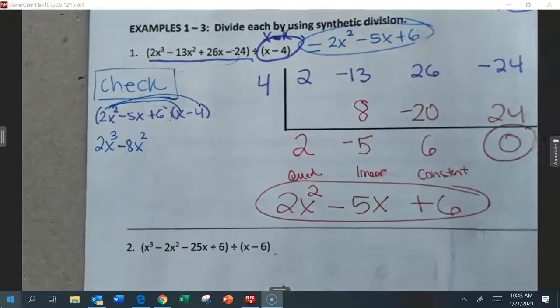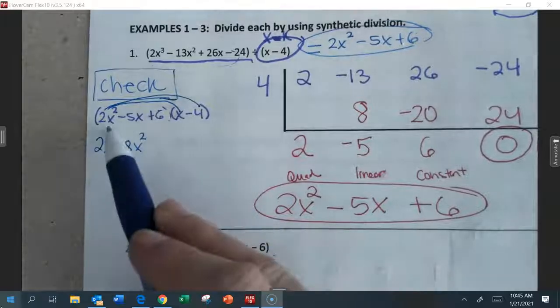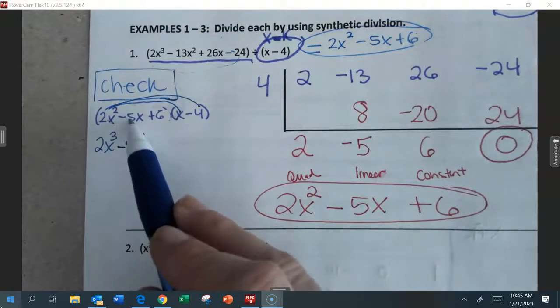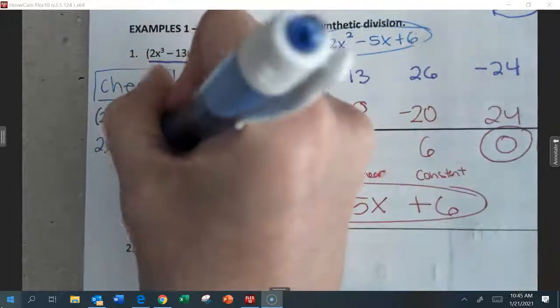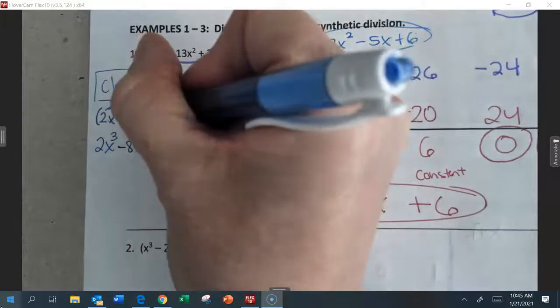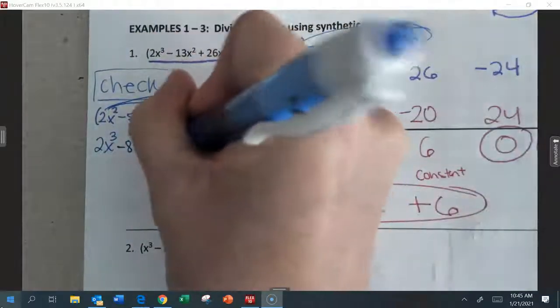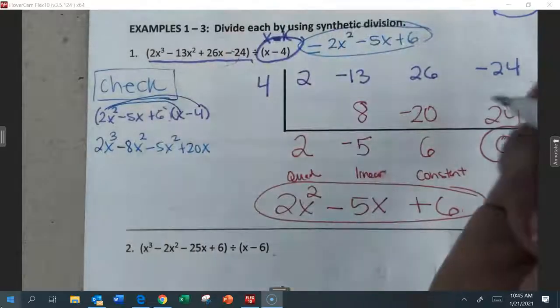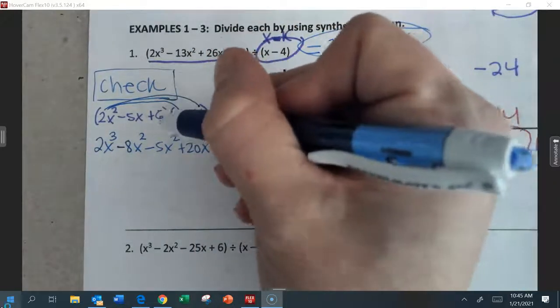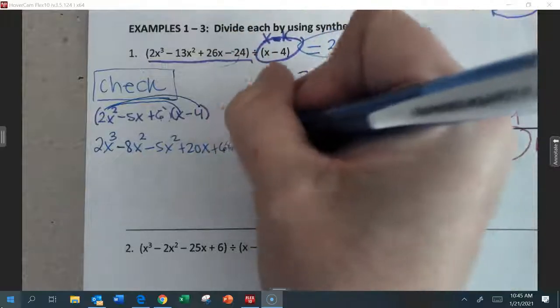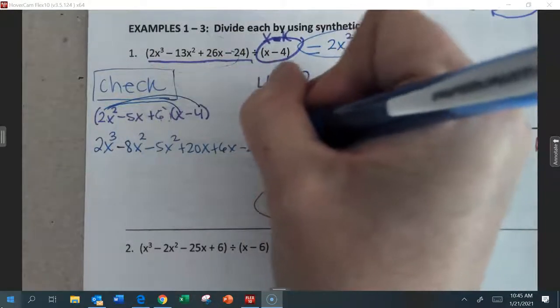So we have, okay, so I just distributed through the first term of the trinomial of our answer. Now, negative 5x times x is minus 5x squared. Negative 5x times negative 4 is plus 20x. If I make another mistake, let me know, because I'm trying to multitask here. Now, the last term of the trinomial, 6 times x is 6x, and 6 times negative 4 is negative 24.